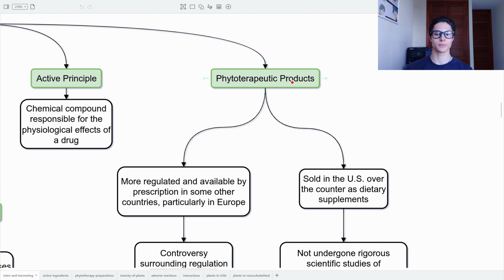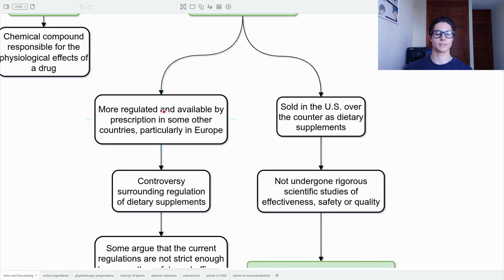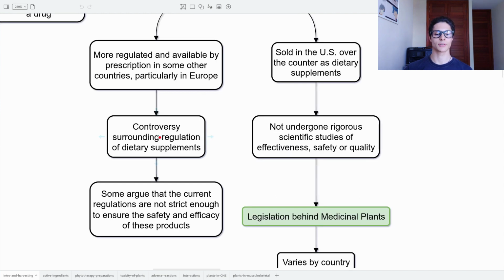And phytotherapeutic products are more regulated and available by prescription in some other countries, particularly here in Europe. There is a controversy surrounding regulation of dietary supplements, and some argue that the current regulations are not strict enough to ensure the safety and efficacy of these products, because many manufacturers label their products as dietary supplements instead of pharmaceutical drugs, because they follow less strict regulations indeed.